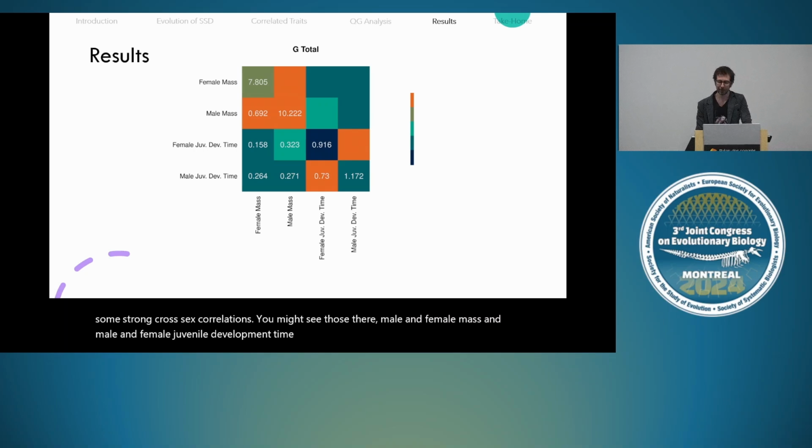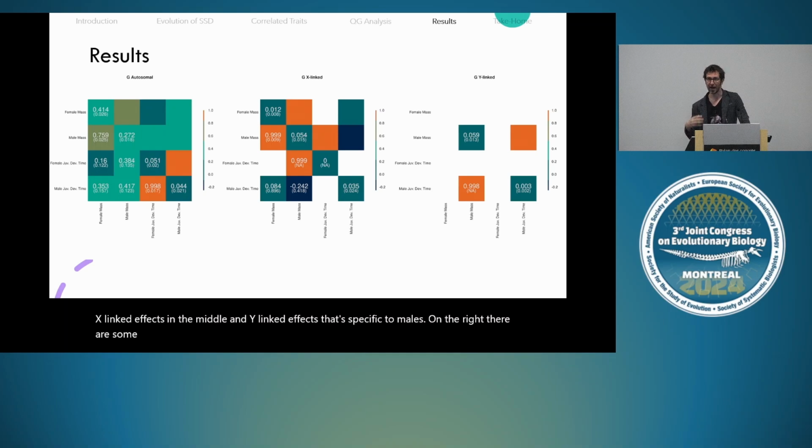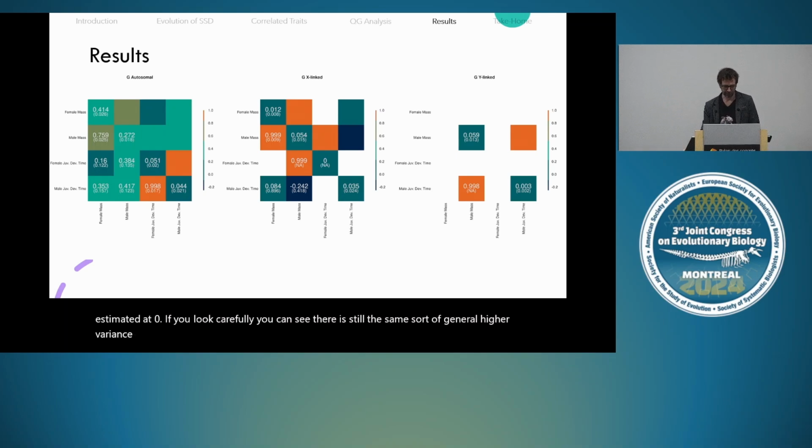So let's break this out even further. And now we've got autosomal variants here on the far left. So this is only additive effects from the autosomes. X-linked effects in the middle and Y-linked effects, that's specific to males, on the right. There are some gaps there where there are NAs in applicable values or things that just actually got estimated at 0. And if you look carefully, you can see there is still the same sort of general higher variance in mass than in development time.